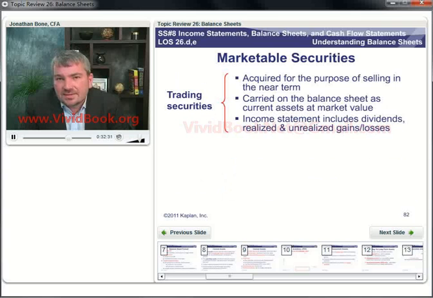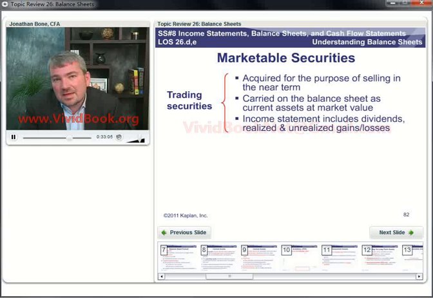Trading securities, these are securities that are held purely for speculative purposes, so they are acquired for the purpose of selling in the near term. We're going to carry them on our balance sheet as current assets, and we're going to carry them at their fair value, i.e. market value. Now, what goes through the income statement? Dividends when we receive these, interest if it's debt, realized gains and losses on disposal, but also unrealized gains and losses. So these are the changes in fair value of securities that we've not disposed of.